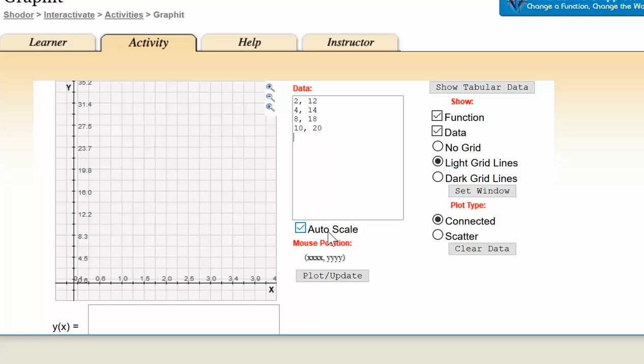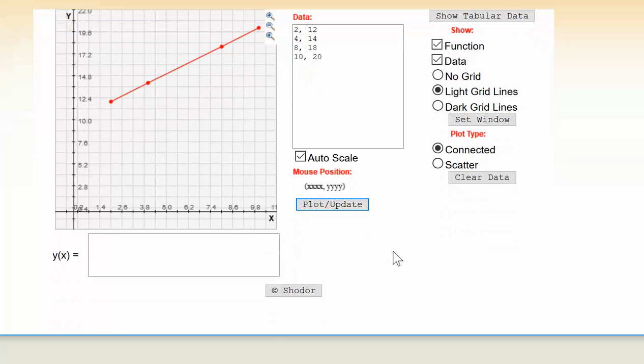I want the auto scale, and then I'm going to click plot or update. And it graphed my points. It connected them for me. They're a straight line. Now, what I want to do is see if my rule is correct. I can scroll down. Notice they started for me. They said y of x. Ignore the x there. So y equals.